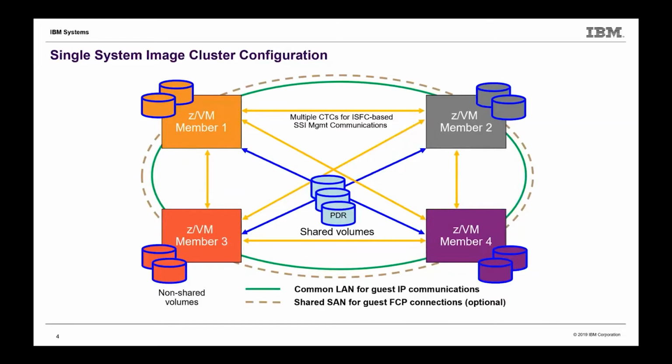Typically in an SSI environment, we're going to share most of the data, and that would include all the user disks, because the virtual machines could run on any one of these four members listed there. But then we're going to have some non-shared volumes, like the resident volume, where some of the Parm disks and things of that nature are. Page volumes, there's no real purpose in sharing them across the members, so those will be unique to each of those members. The PDR, which you see in the center there, is one of the key shared volumes as well.